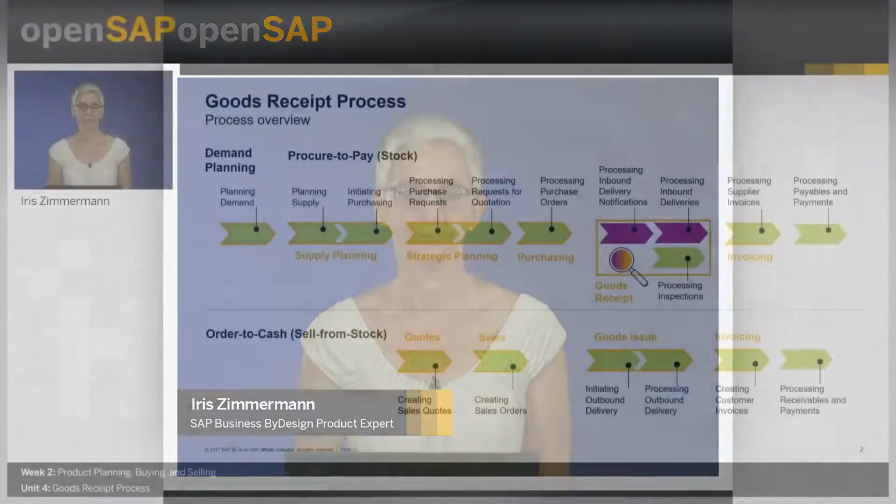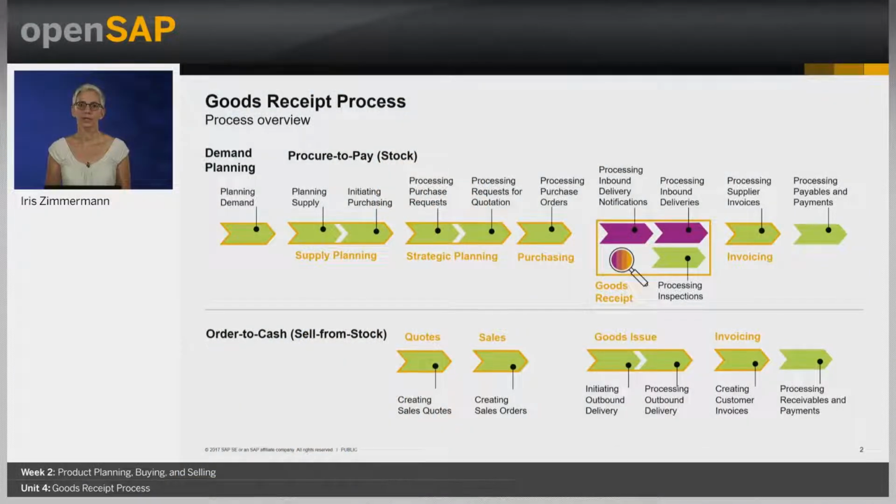Hello and welcome to Week 2, Unit 4. After having discussed purchasing, we'll continue with the goods receipt process. In this unit, I will highlight the inbound delivery processing with the goods receipt confirmations in the warehouse.